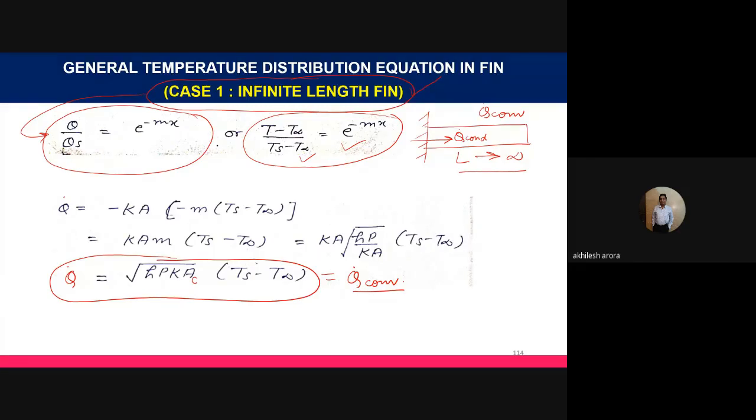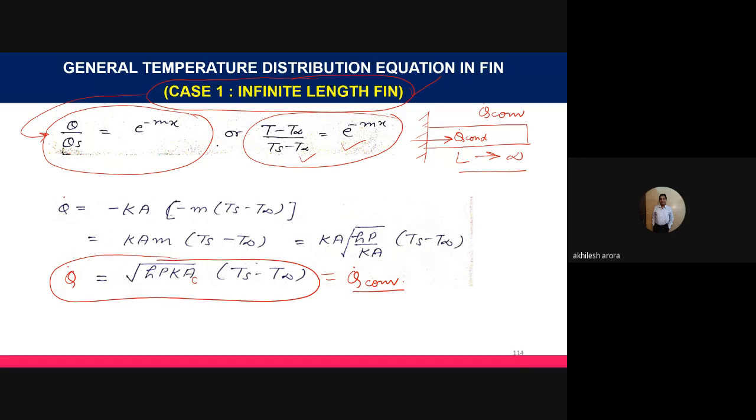So I hope this much part is clear. So once again, this was the first case. We considered an infinite length fin, and then we considered the second boundary condition, where I said that the value of x tends to infinity. Okay, and then we have derived this particular equation.